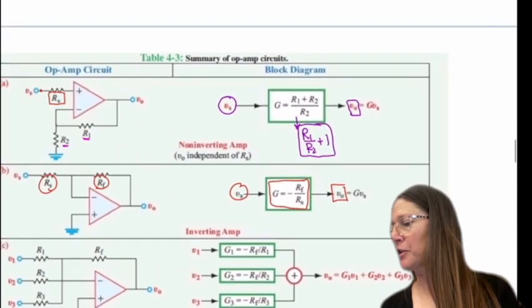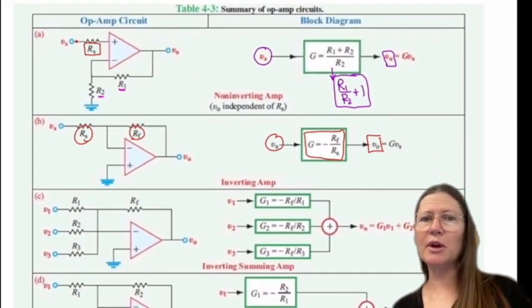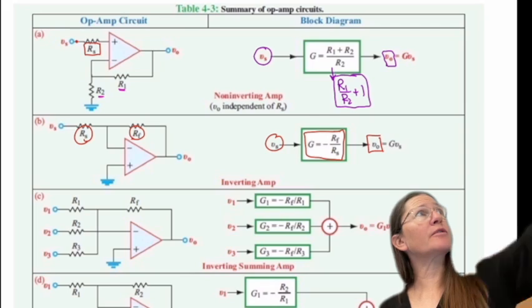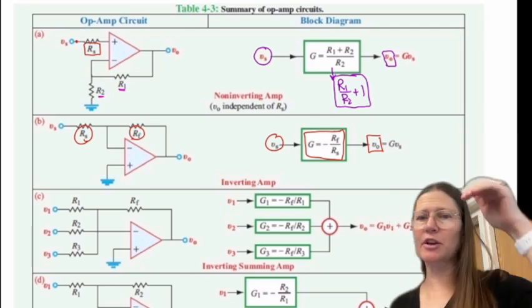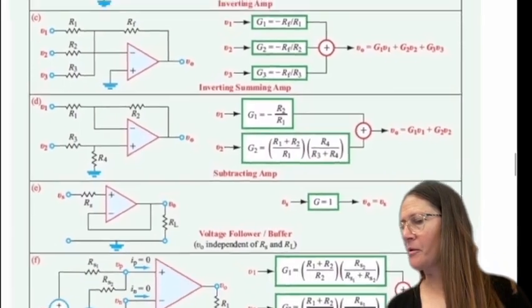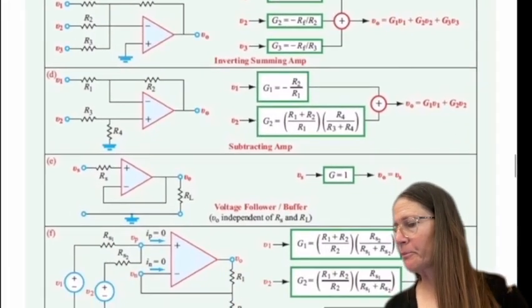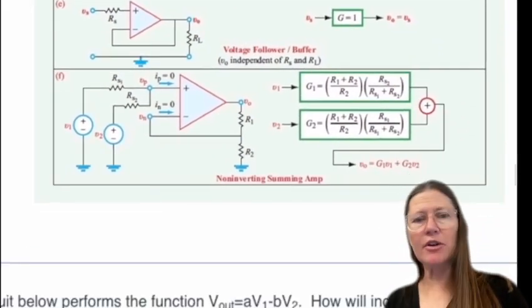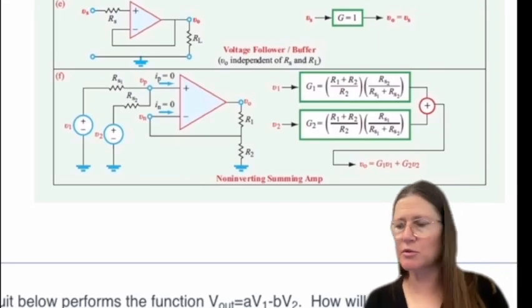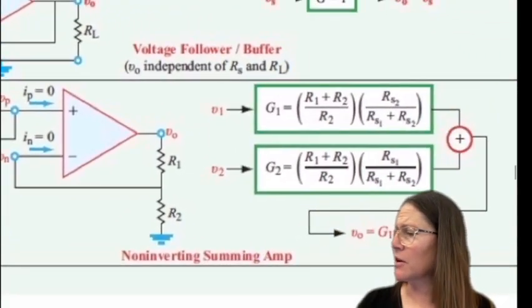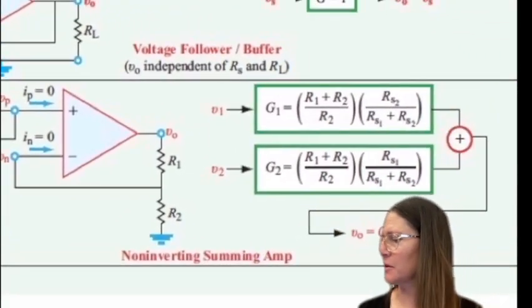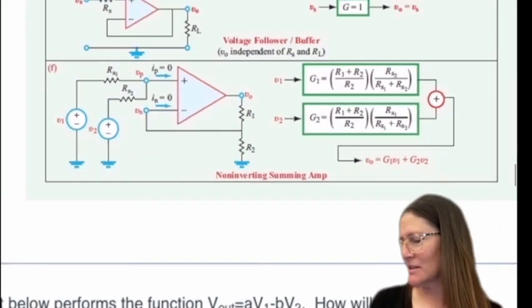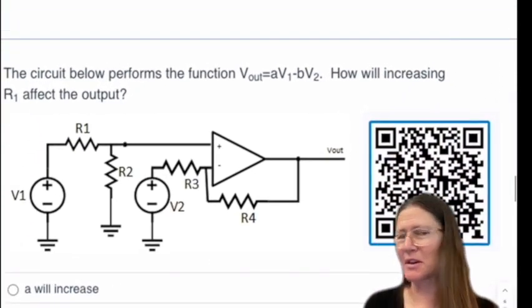So this is the summary of those configurations that we went through: the non-inverting configuration, the inverting configuration, and each of their gains. One note I wanted to make on the non-inverting summer that we're going to go into is that on this equation, you have to be careful that, well, let me back up a second. We'll go into the example, and then we'll go into that one.